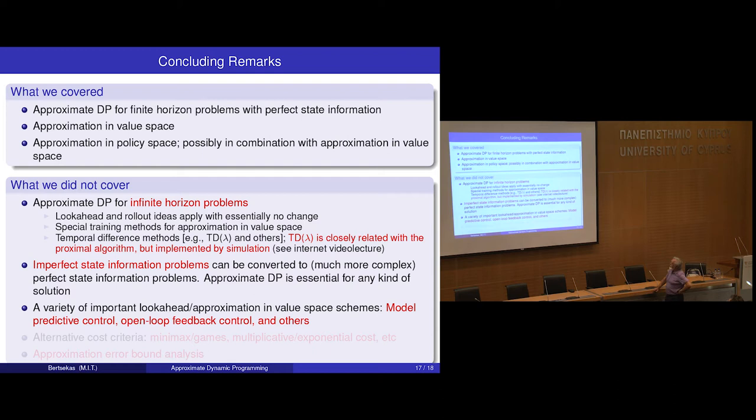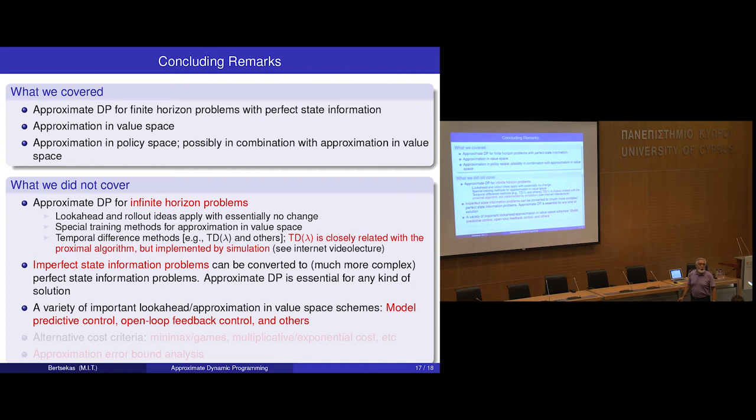Model predictive control is a major topic in control theory. In fact, some people think that it's the dominant method in control system design these days. It turns out that model predictive control is a rollout algorithm, with the heuristic being some kind of limited horizon optimization to the origin, for those of you who have an idea of what model predictive control is. So model predictive control and approximate dynamic programming are very closely connected.